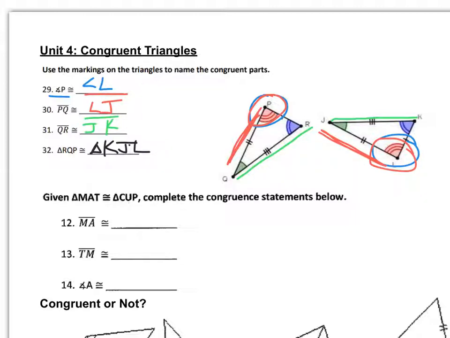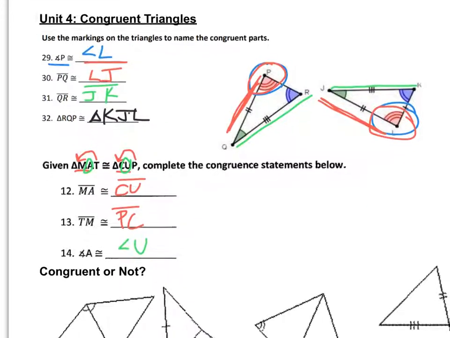So given triangle MAT is congruent to triangle CUP, complete the congruent statement. So MA, I notice, is the first two letters, so those are going to be congruent to CU. TM, that's last to first, is going to be congruent to PC, last to first. And angle A, that's my middle letter, so it's going to be congruent to angle U.